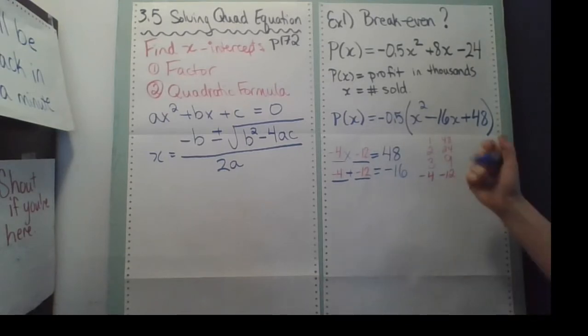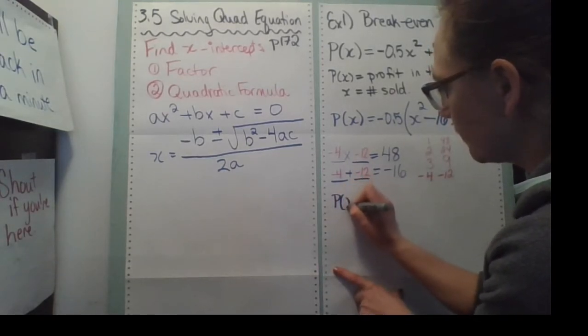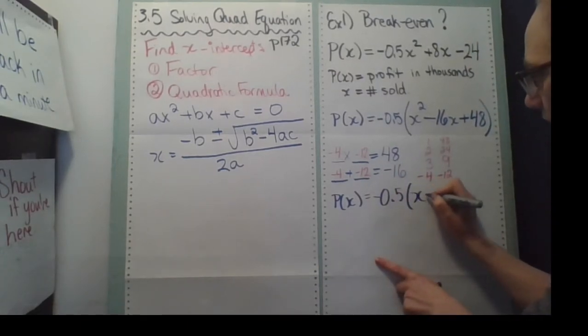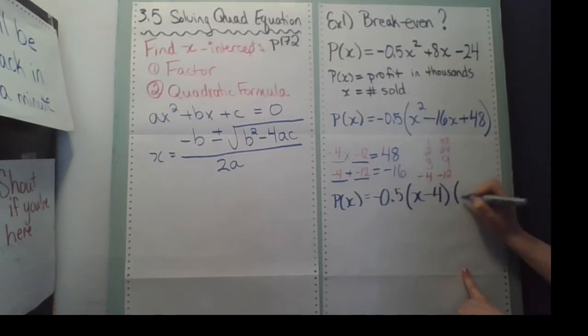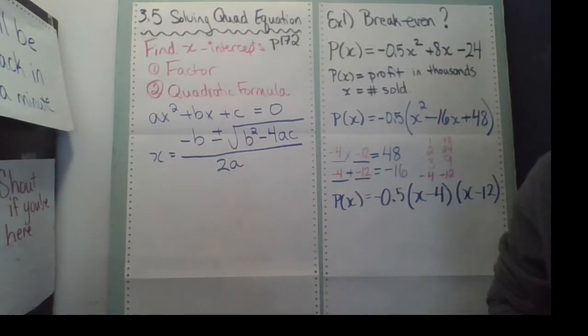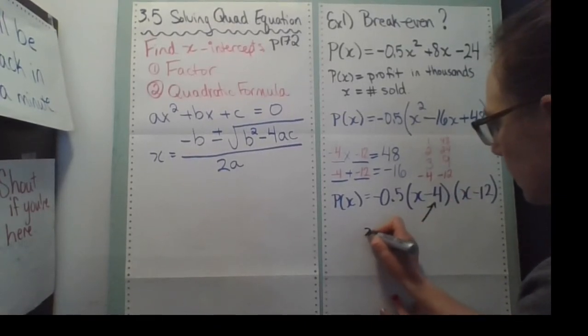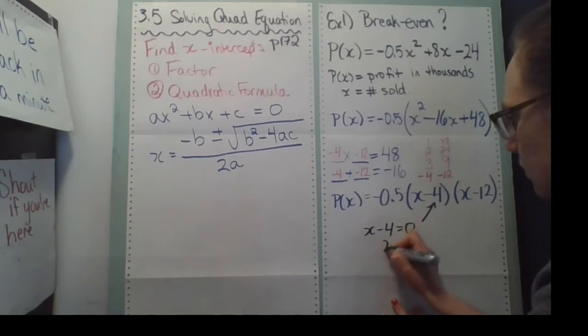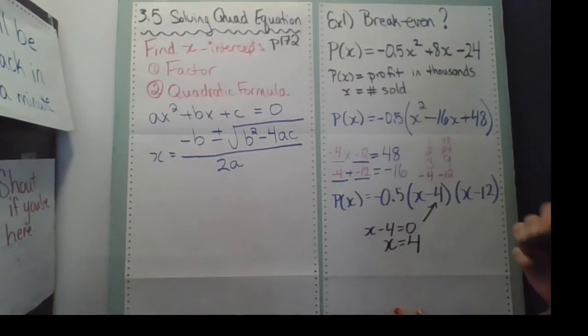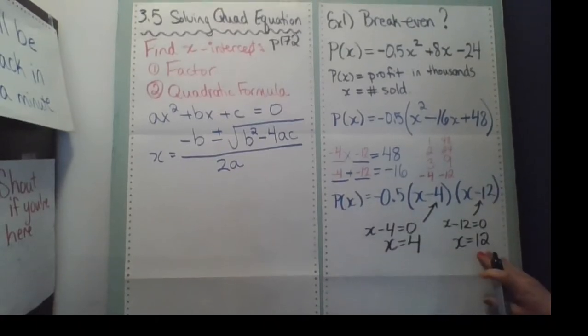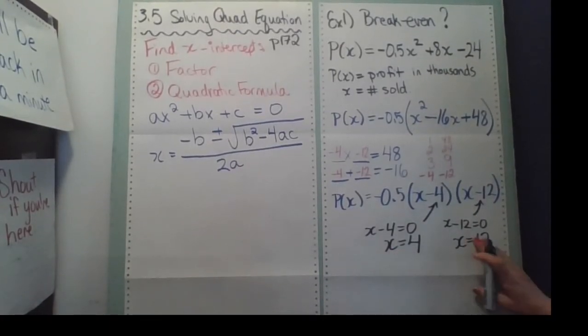All right, we're almost done. So that means that P(x) is equal to negative 0.5 bracket x minus 4 bracket, new bracket, x minus 12. And there's our break-even points. Just read it out of your equation. When this set of brackets equals 0, x equals 4, and when this set of brackets equals 0, x equals 12. So there's my two break-even points. I have to sell at least 4 or 12.